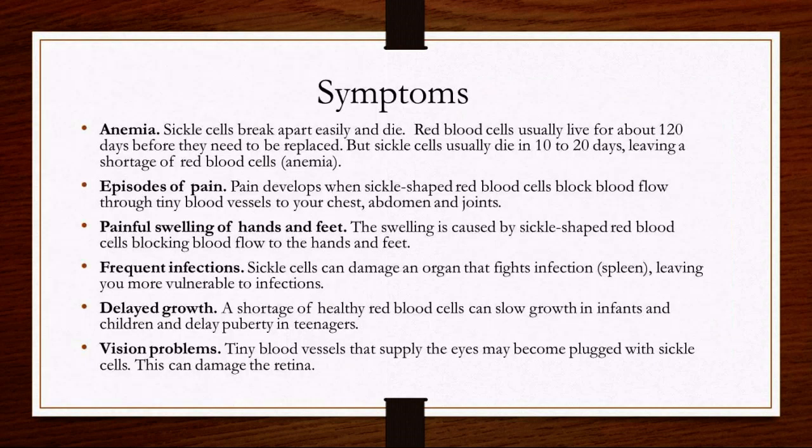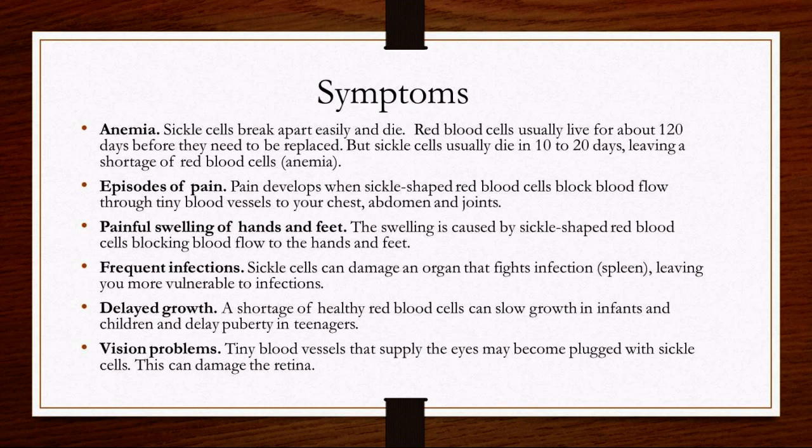Symptoms. So you'll have anemia because sickle cells break down easily and they die quickly. The normal red blood cell lives about 120 days, but with sickle cell, they usually die in 10 to 20 days, so that leaves you with a shortage of red blood cells. Your body's making them all the time and replacing them about every 120 days. But if some of them are dying every 10 to 20 days, then you're going to be quite anemic.